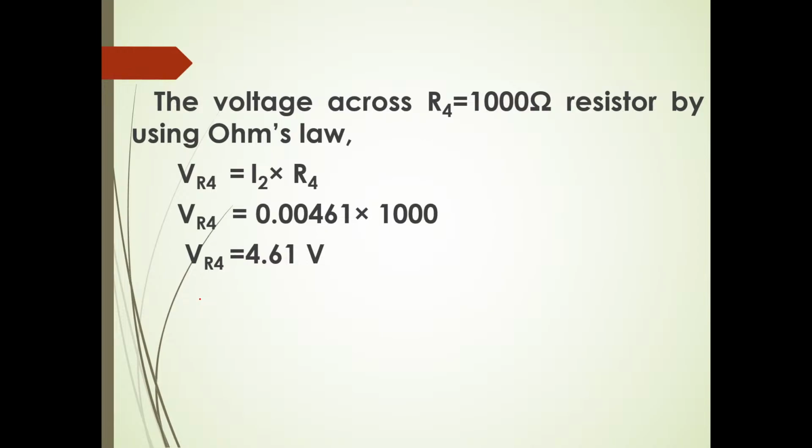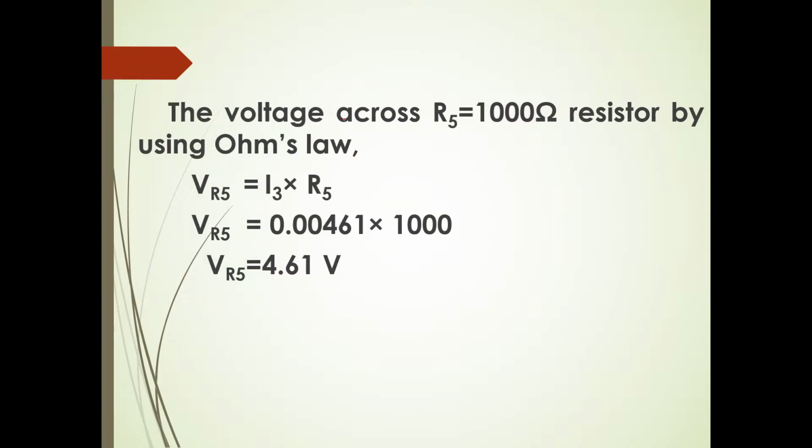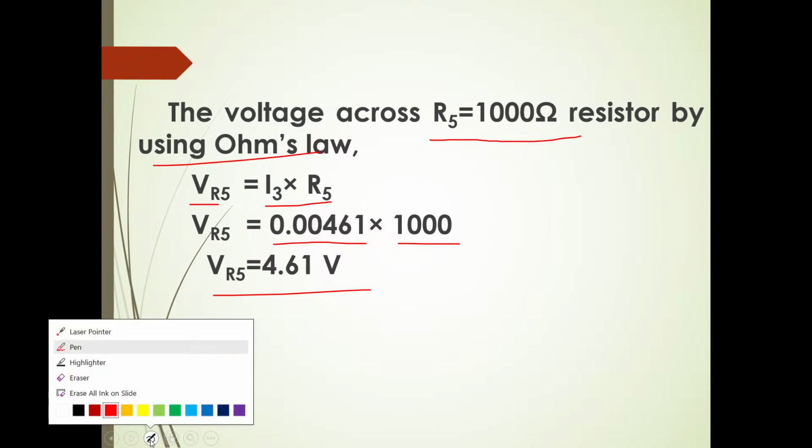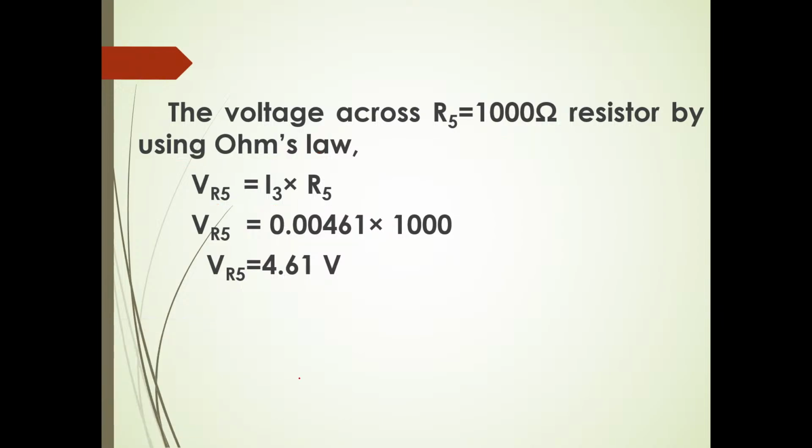I hope you have completed. Now what is the voltage across R5, whose value is 1000 ohms? Apply Ohm's law. VR5 is current I3 into R5. I3 value is 0.00461, R5 value is 1000. Just multiply it, VR5 is equal to 4.61 volts. Okay, VR5 is completed.